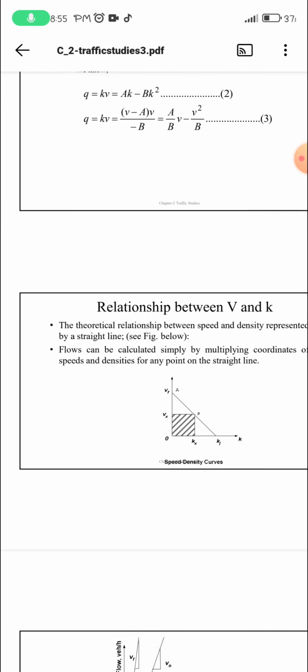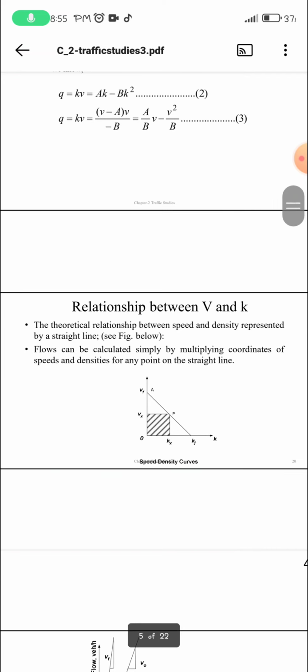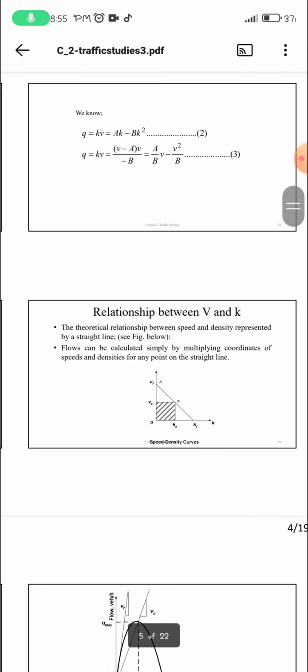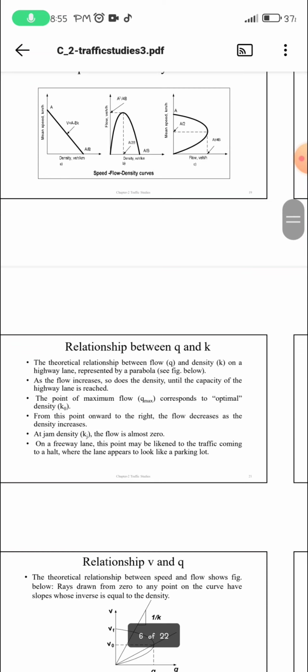Relationship between P and K. The theoretical relationship between speed and density is represented by a straight line. Flows can be calculated simply by multiplying the coordinates of the speed and density for any point on the straight line.